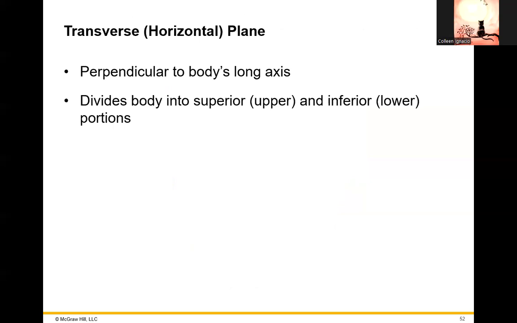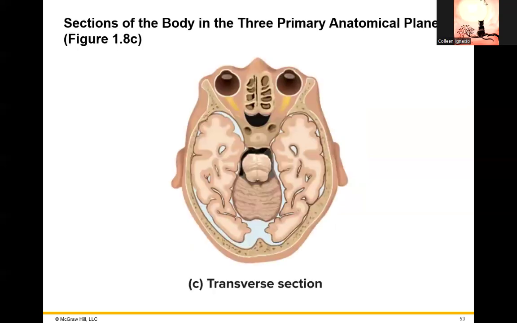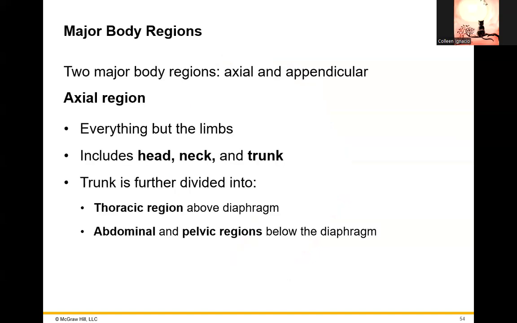So the transverse or horizontal plane is perpendicular to the body's long axis. It divides the body into superior and inferior. Remember, superior is upper and inferior is lower. So here is a transverse section. We actually saw something similar to this earlier when we were talking about our imaging. This is the brain. We see the cerebrum as well as the cerebellum, as well as the spinal cord, okay? Transverse section.